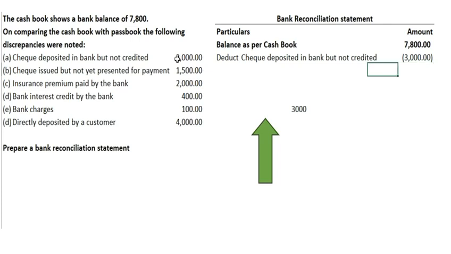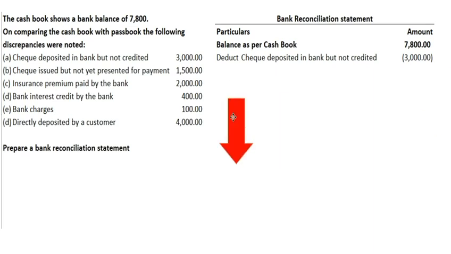We need to reduce. That's why I am putting it as a negative figure. Now, next transaction. Check issued but not presented means the accountant prepared the check and handed it over to a supplier or some other party. Once he hands it over, the transaction is complete, and he reduced the balance by 1,500.